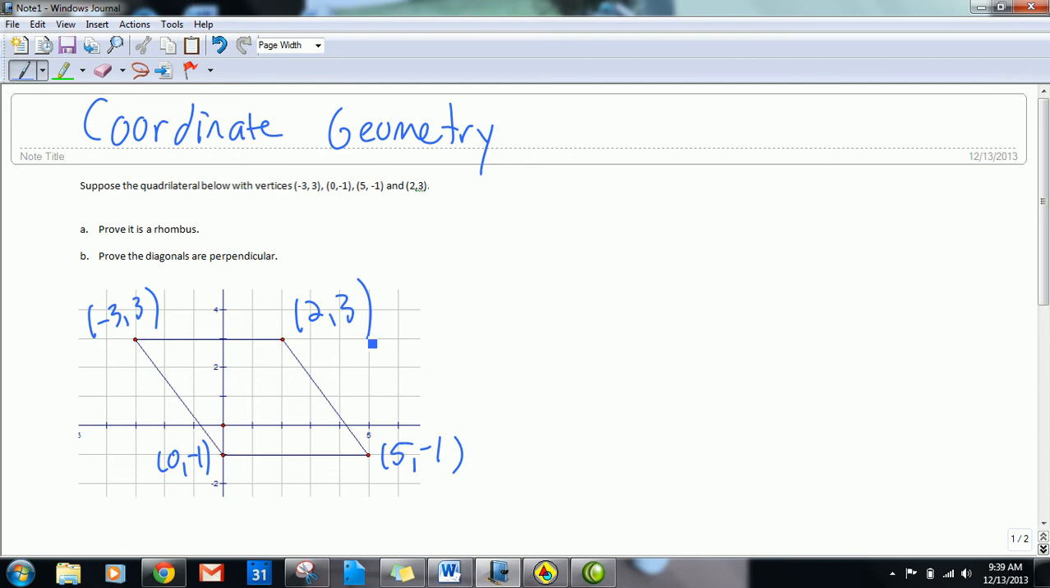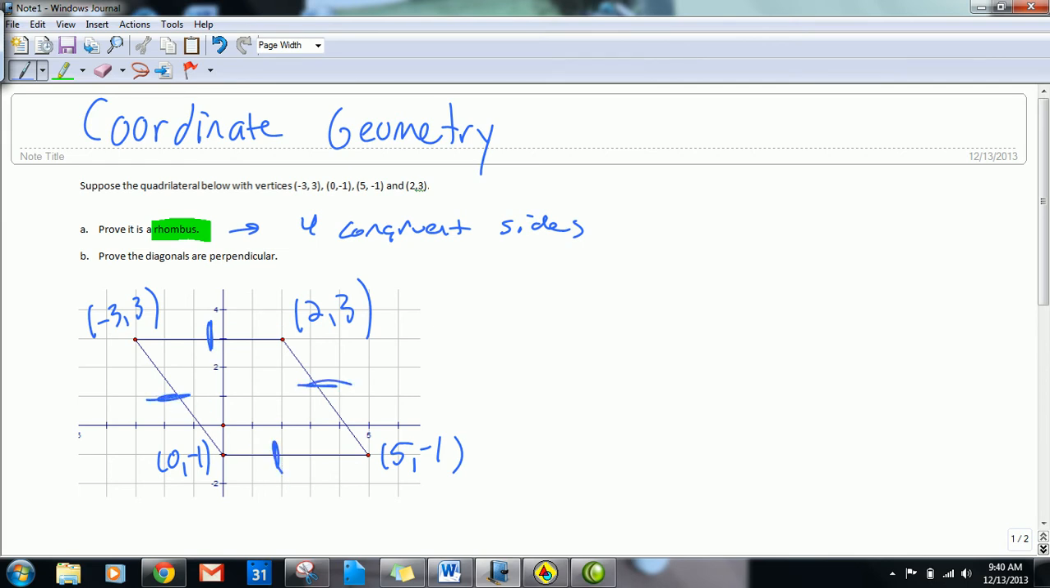The first thing I want to do is consider what it is, and it looks like a rhombus. Remember, a rhombus has 4 congruent sides by definition. So to show it's a rhombus, I want to show it satisfies the definition, so I really need to show 4 congruent sides. I don't care about all the other properties, which also happen to hold. What I do care about is showing that this side is congruent to this side, is congruent to that side, is congruent to that side.